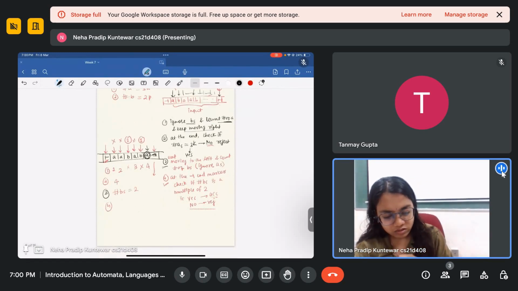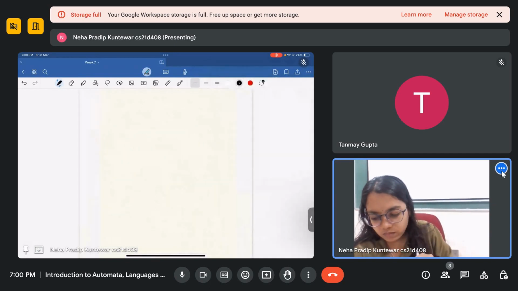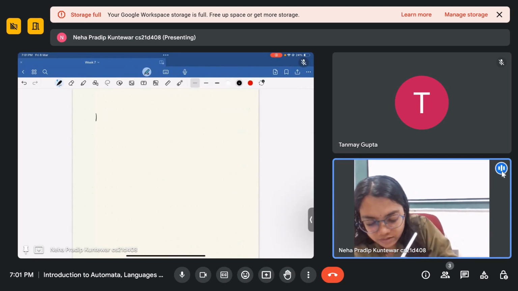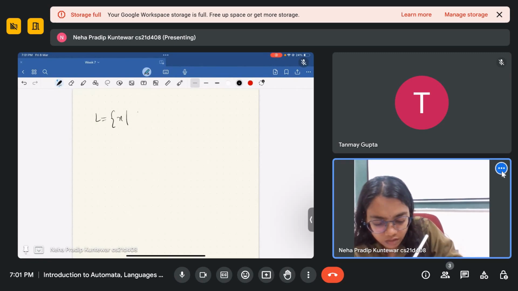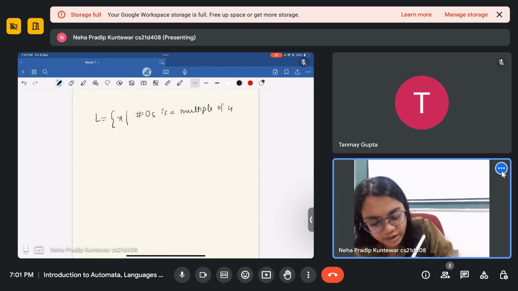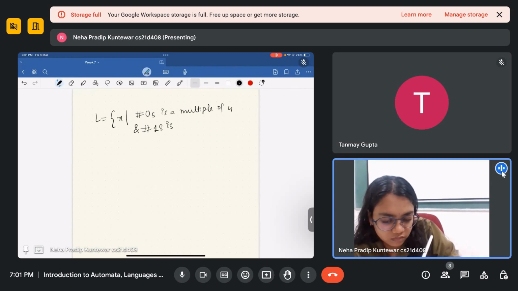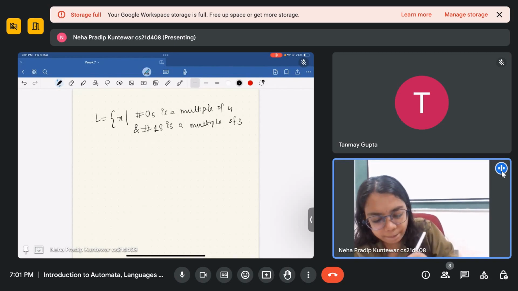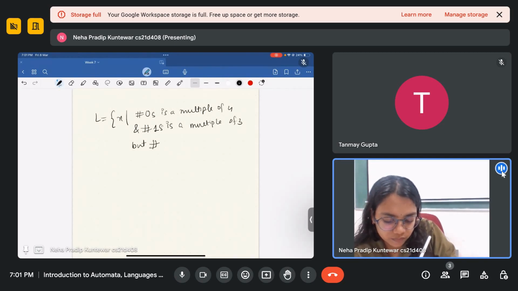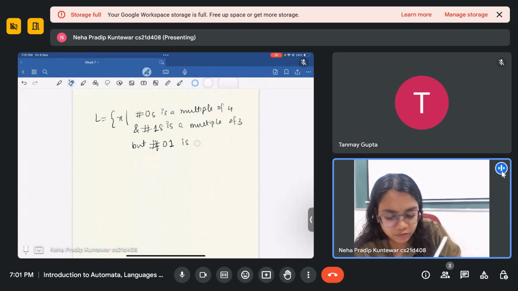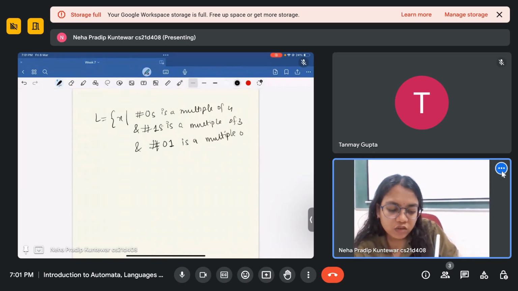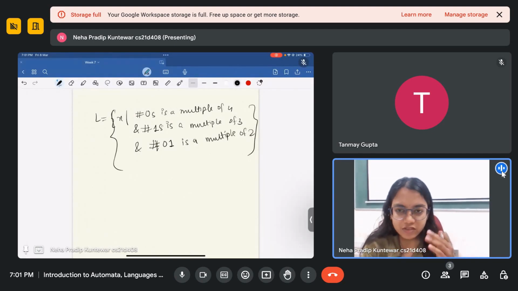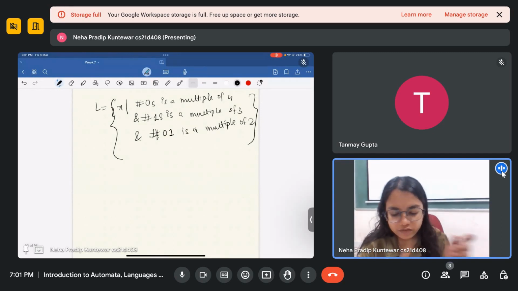For example, if I were to ask you: L is the set of all x's such that the number of zeros is a multiple of 4 and the number of ones is a multiple of 3, but the number of 01 substrings is, let's say, a multiple of 2. Then how will you modify the algorithm, just informally, what should the algorithm do for a 2DFA?